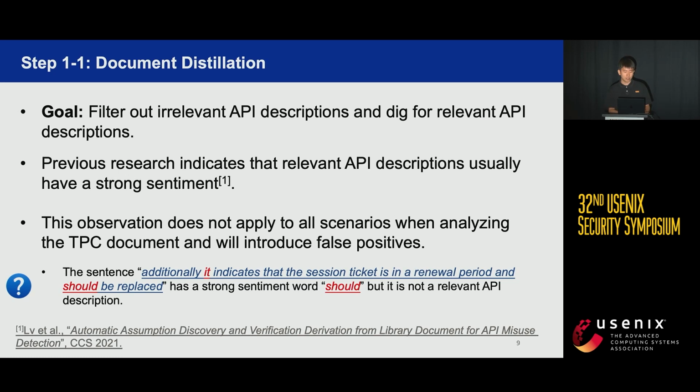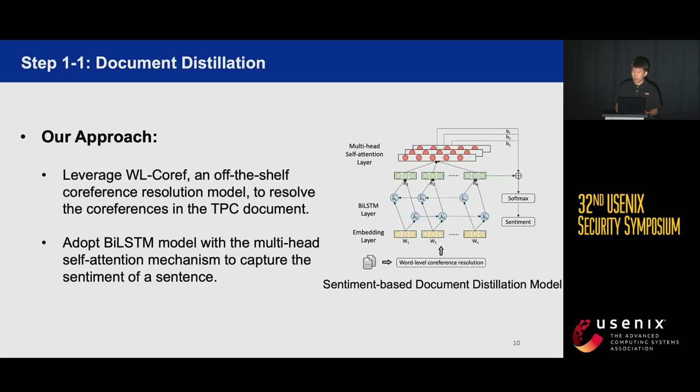For example, this sentence has a very strong sentiment word, "should", so you can regard it as a relevant API description. But if you know the context, you will know the entity referred to by the pronoun is actually not related to the API. So it's not a relevant API description. To solve this problem, we introduce the co-reference resolution model, which finds the real entity referred to by each pronoun. Here we introduce WL co-ref, which performs really well on resolving co-references in the TPC document.